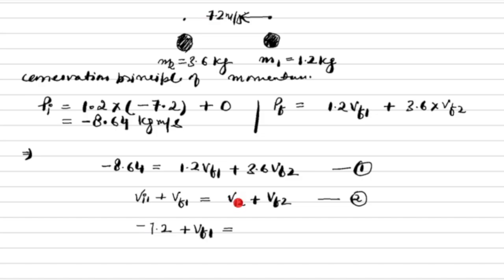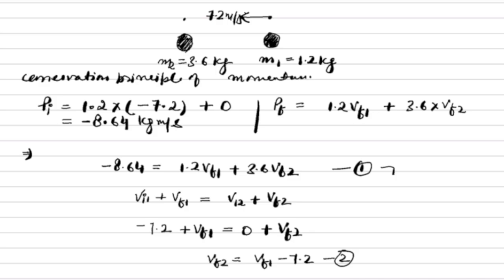V initial of 2 is 0. It was at rest. And the final velocity, we don't know. That is what we want to calculate. So I will call this the second equation. I will still simplify it. So I can say VF2 will be VF1 minus 7.2. So this becomes my second equation.